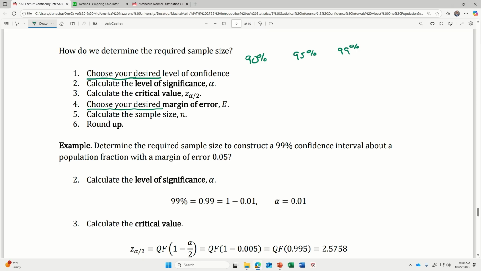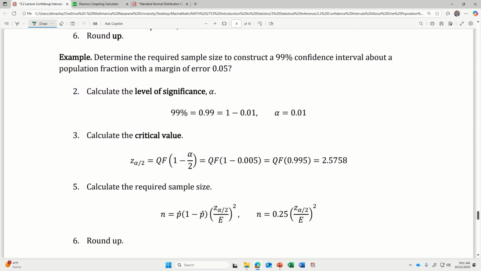Then we calculate the sample size. I'll show you how to do that, and we round up, because you can't sample a fraction of a person.